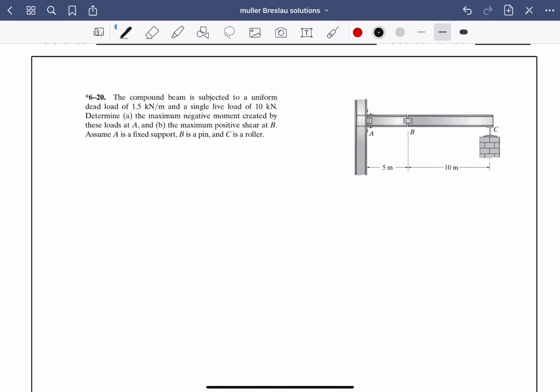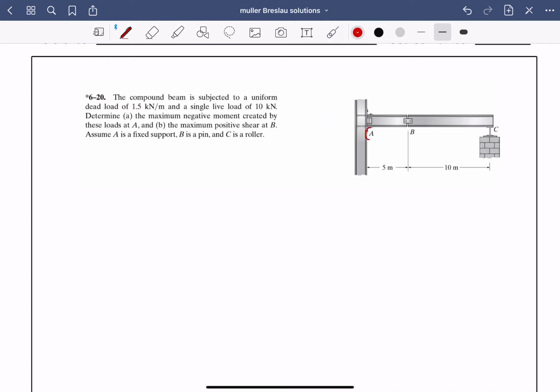Now, this is kind of like what you would expect to see on a quiz or a midterm. And the discussion is simple. It's not only that you're doing the influence line, but you're also solving for the applied load. So what does that mean? Let's go through the questions. The compound beam, compound meaning more than 2 beams, is subject to a uniform dead load of 1.5 kilonewtons per meter and a single live load of 10. Determine the maximum negative moment carried by the loads at A.